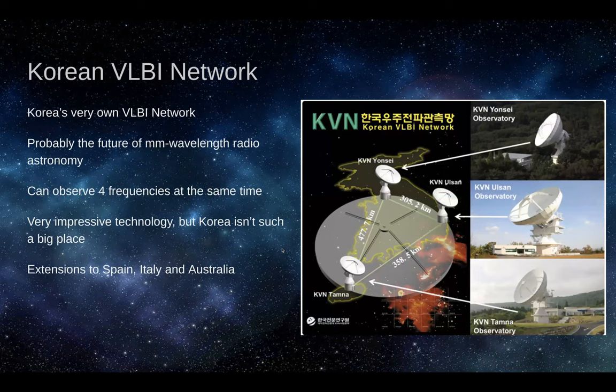We have a quick word about the Korean VLBI Network, which is Korea's own VLBI network. That's why I'm in Korea. And in my opinion, it's going to be the future of millimeter wavelength radio astronomy. In fact, it already is. It's very impressive technology, but of course, Korea is not a very big place. So we are building out extensions to Spain, Italy, and Australia, and potentially China and South Africa coming on in the future as well, and maybe Finland, Germany and Sweden. So possibly the United States as well. The Koreans are really exporting their technology. The cool thing about it is that it can observe four frequencies at the same time. I won't dwell too much on this, just to tell you that it exists. If you have more interest in this, you're more than welcome to ask me about it after the show.